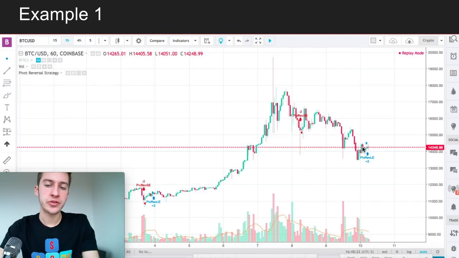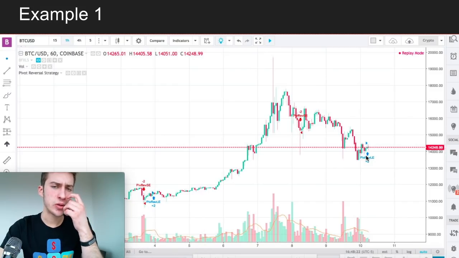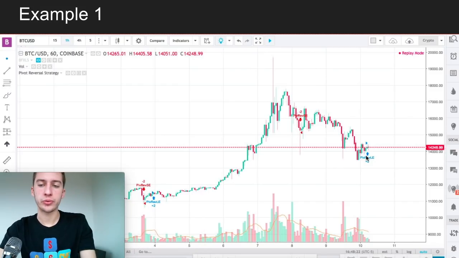So the indicated price to buy it was right here, and the indicated price to sell it was here. The indicated price to buy it was here, and then sell here, and then buy here. And let's say that you had followed the strategy and you were right here with Bitcoin, and you had bought when it tells you to buy.